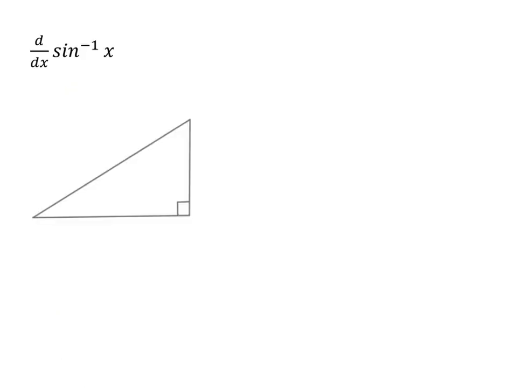For the derivative with respect to x of sine inverse x, let's start by letting sine inverse x be equal to theta, because the output to an inverse trig function is an angle, and that angle we can represent by theta. By the inverse property here, we can let x equal sine theta by taking sine of each side.